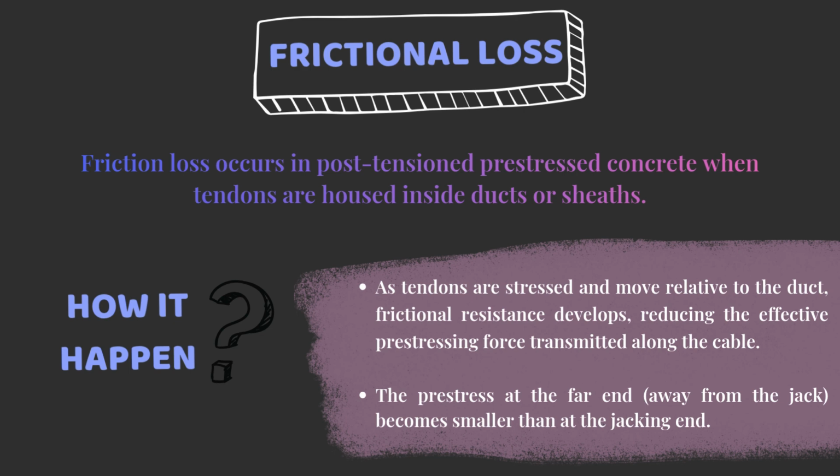When the tendon is stressed, it tends to move along the duct, but the friction between the two surfaces resists this motion. Because of this resistance, the prestress force decreases gradually from the jacking end towards the far end of the tendon. This means the prestressing force is not uniform along the member. It's highest near the jack and lowest near the anchorage.